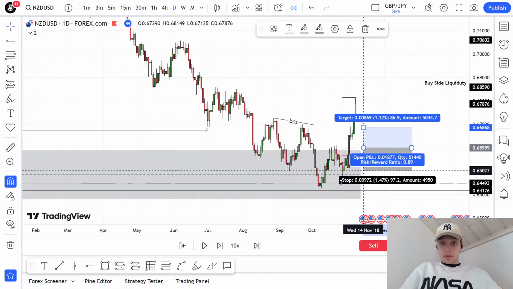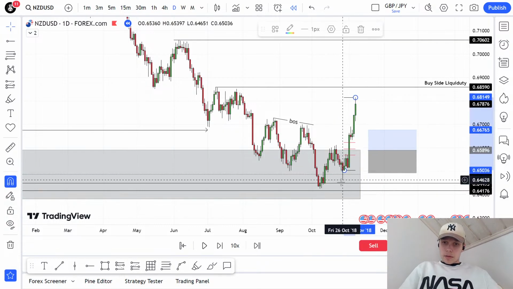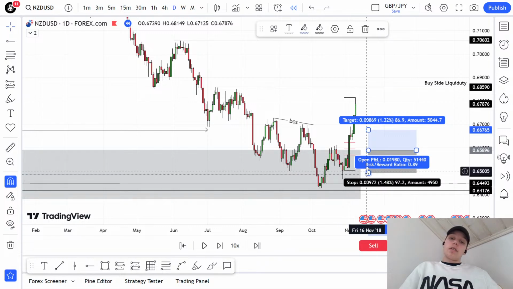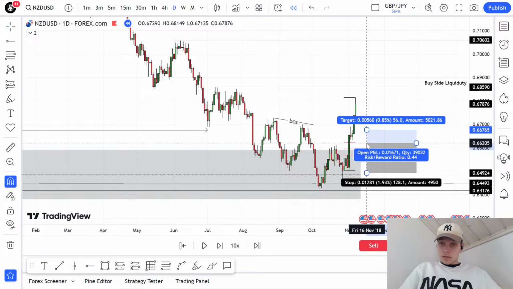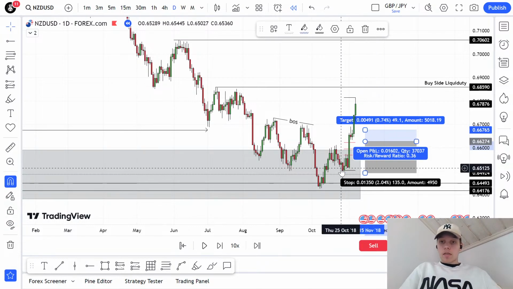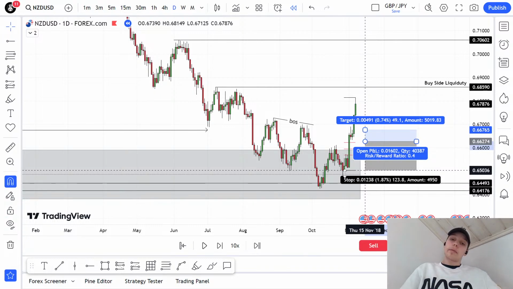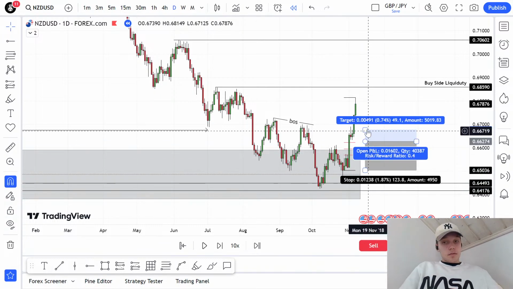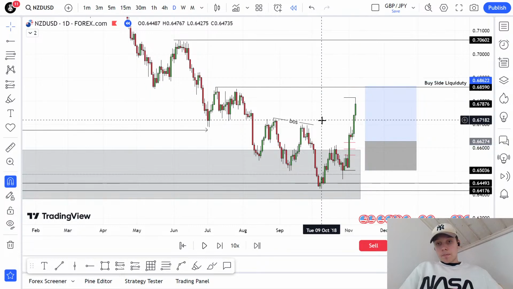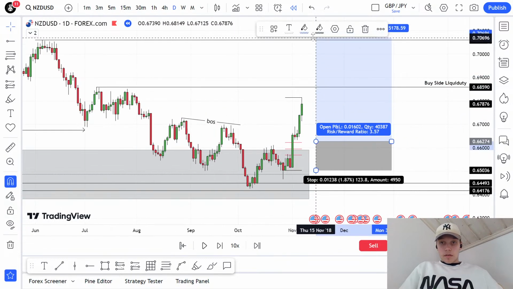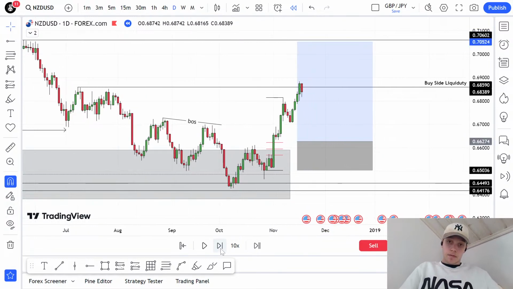Entry from this level. I would now draw it from the body because the wick is kind of an anomaly, I would say. Because there are 2 order blocks above that wick, so those order blocks are probably protecting our stop anyways. This would be the overall trade. Would I want to enter?